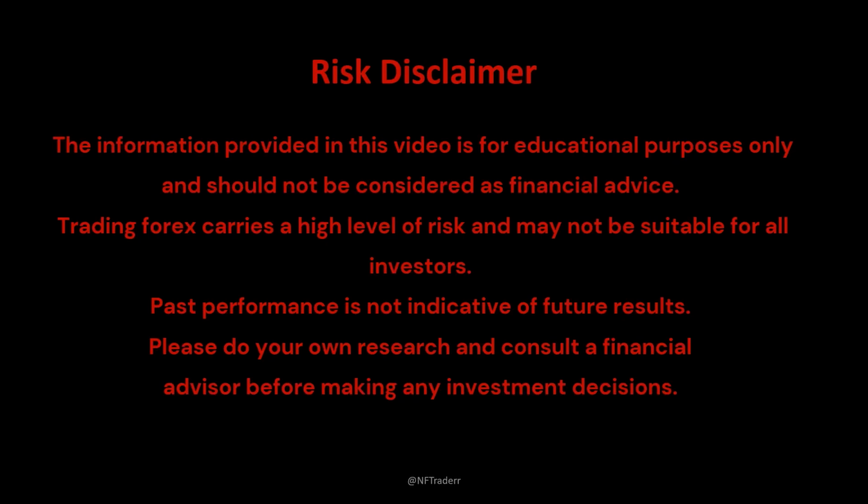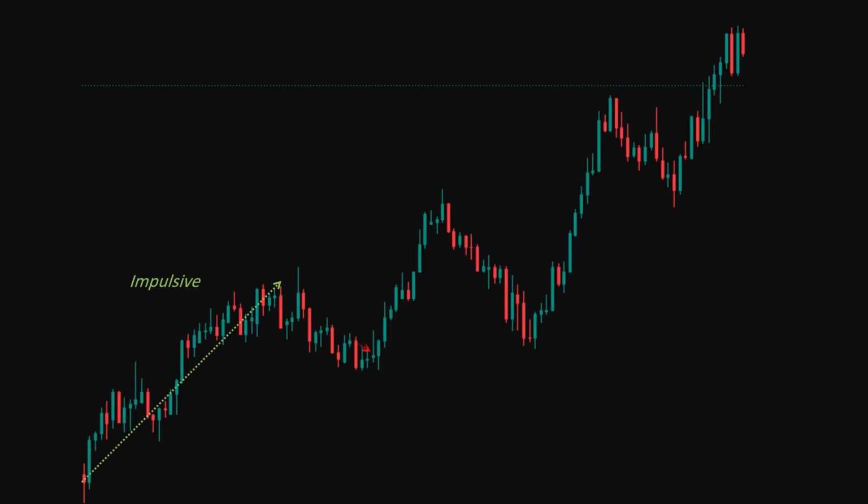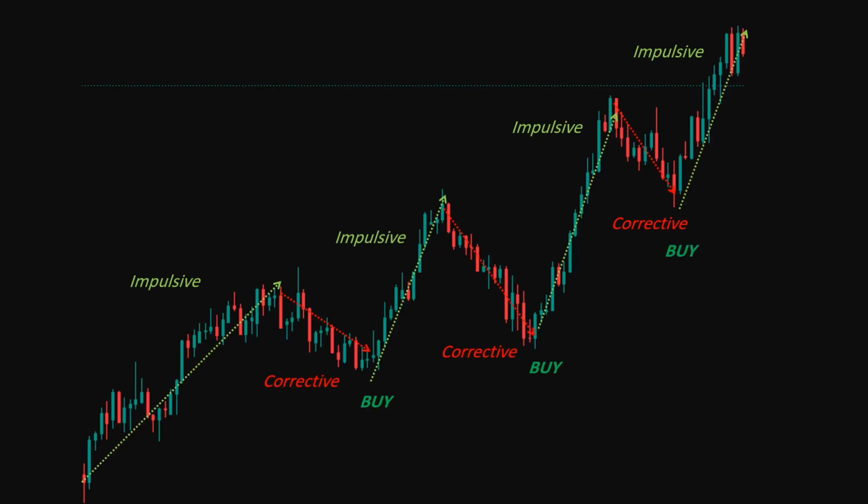The market usually moves in two types of waves, impulsive and corrective. This repeating pattern happens because of how traders behave depending on how they feel about the market. When people are feeling positive and confident about a currency pair, they start buying. This buying pressure pushes the price up strongly in what's called an impulsive move.